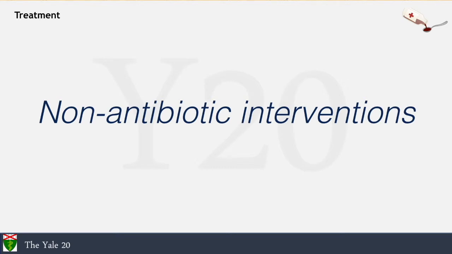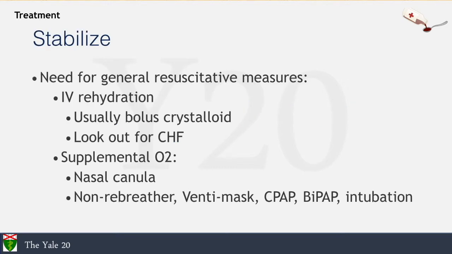So one piece that's going to come up right away and might already be started for you in the emergency room is stabilization, right? So you need to do the general resuscitative stuff. You want to give them IV rehydration. You're treating sepsis, so it's going to be usually bolus crystalloid, so not albumin for most patients, and not maintenance fluid infusion, but really bolus fluids.